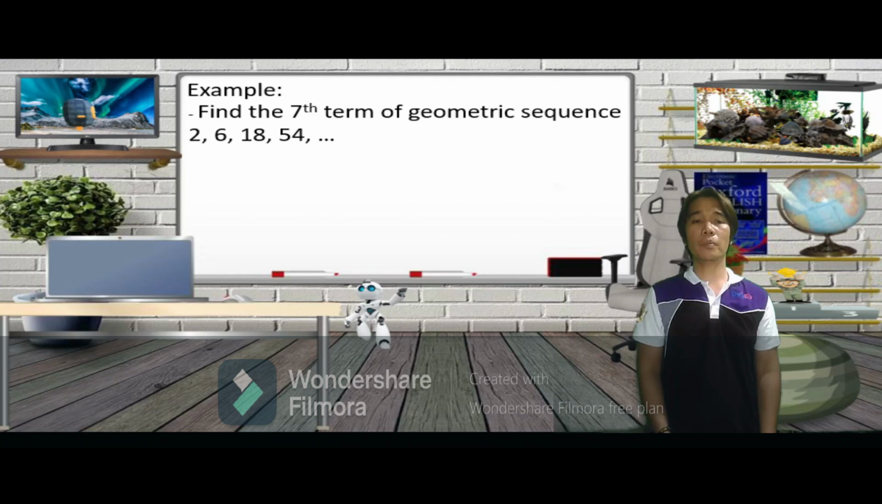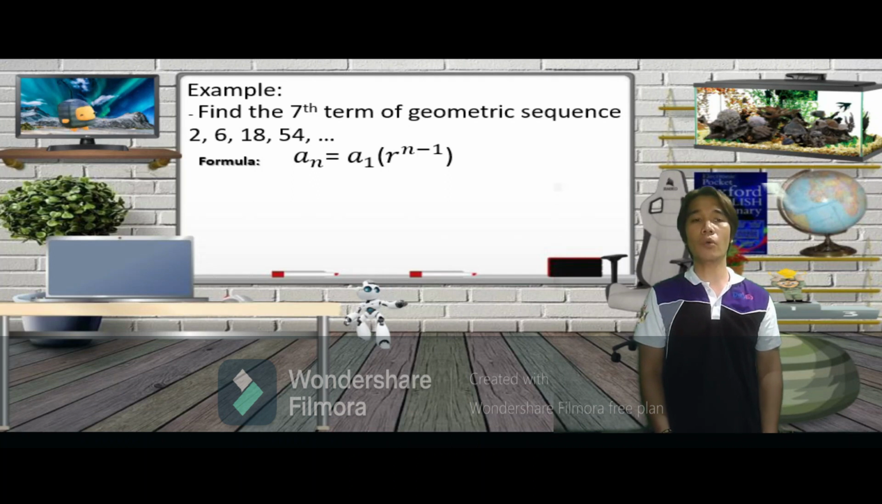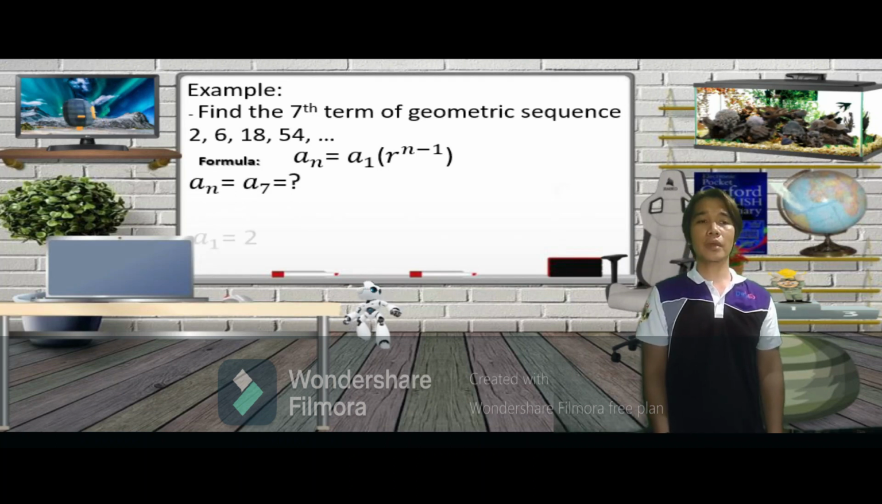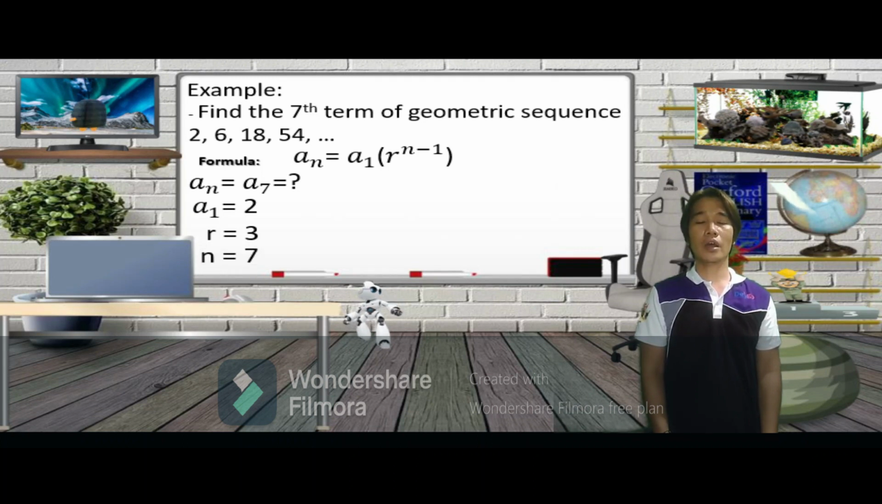Okay? Let's have another one. Find the seventh term of a geometric sequence that is 2, 6, 18, 54, and so on. So again, we have here our formula: a sub n is equal to a sub 1 multiplied by r raised to n minus 1. So we are looking for a sub 7. Given our a sub 1 that is 2, our common ratio is 3, taken from 6 divided by 2, 18 divided by 6, and 54 divided by 18, so that is 3. And then we have n, which is our number of terms, that is 7.